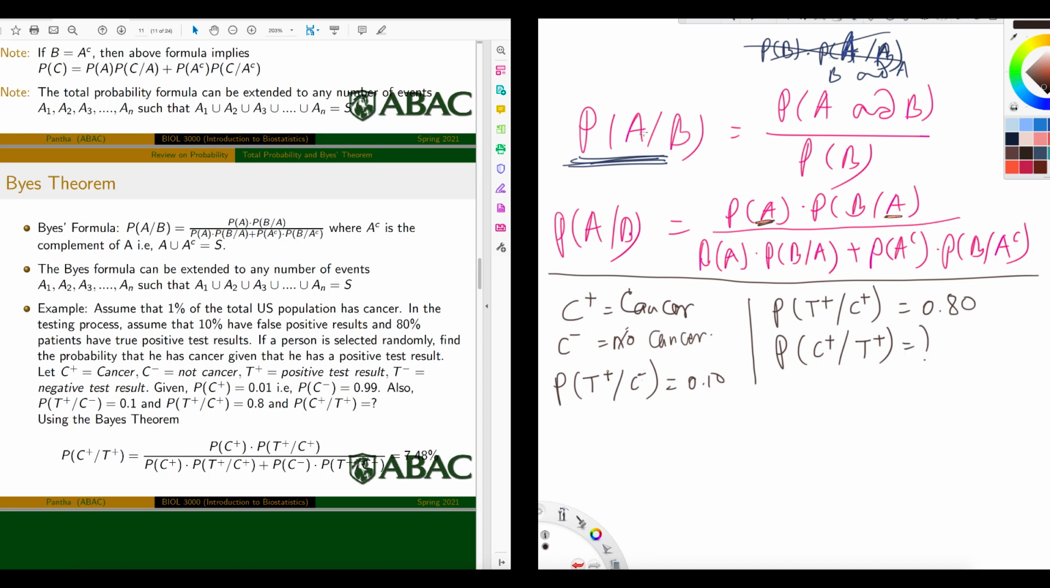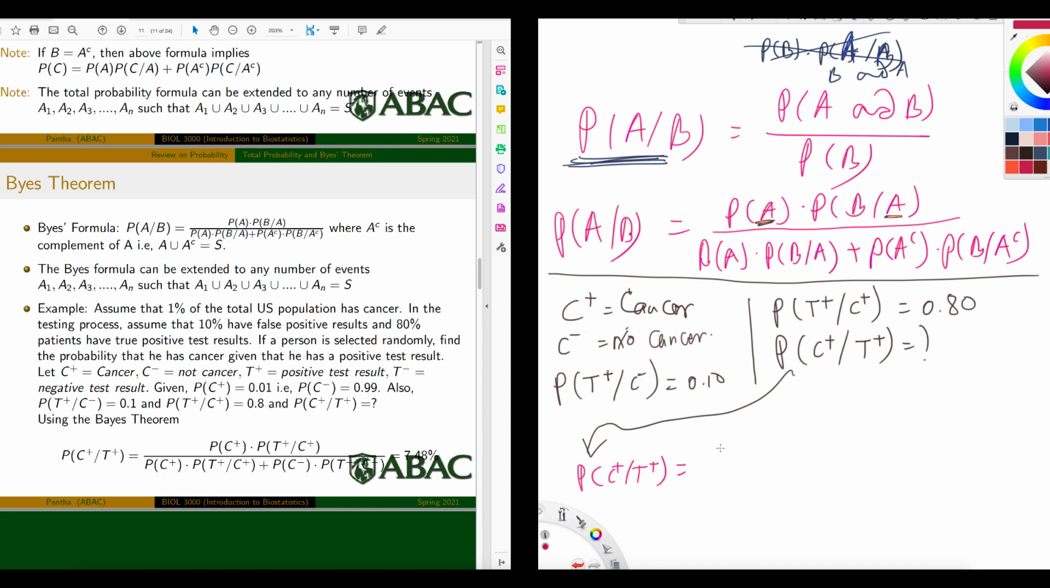You see that? Probability of A given B. What is the formula for this? Let me use the formula. Let me write it down here. So you get that the probability of cancer positive given that a person has a positive test result is equal to, so probability of, you see that?